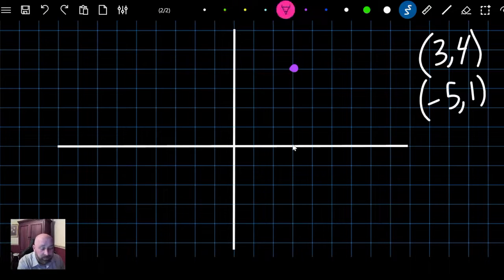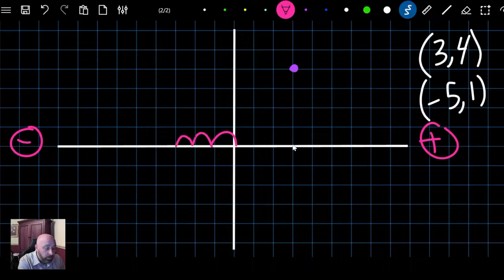Let's do this one in pink, and we'll do negative 5, 1. Remember, negative goes to the left, positive goes to the right. So we're going to go negative 1, 2, 3, 4, and 5. And we're going up 1. So our pink point is going to be right there at negative 5, 1. Now we have enough to draw our line.